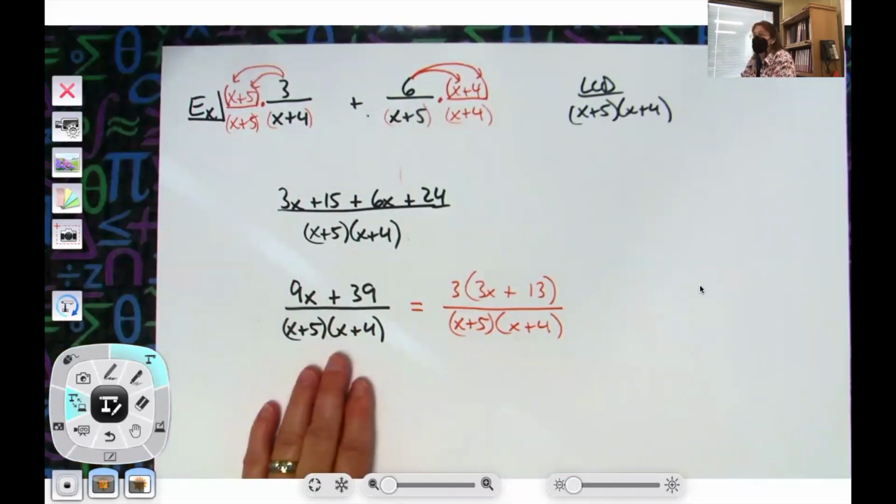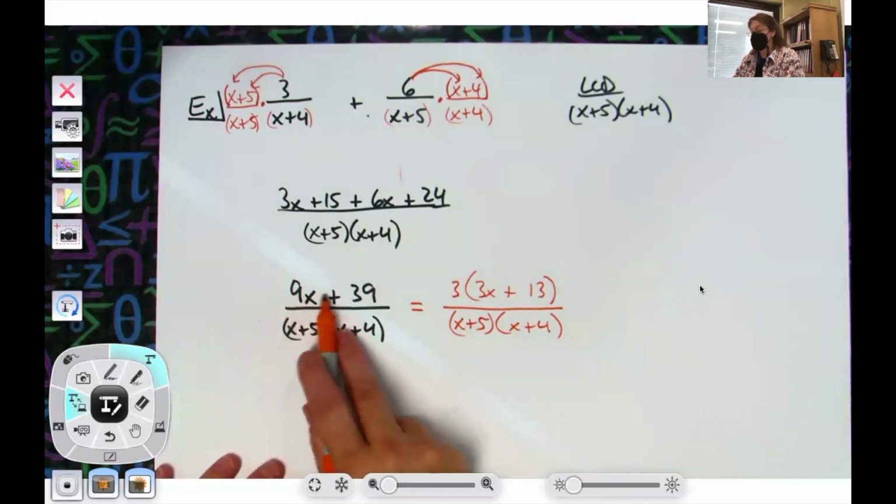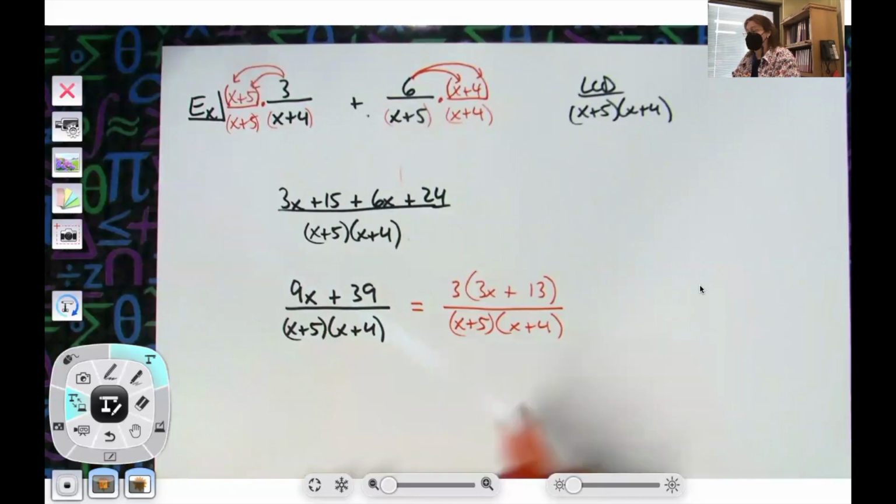Honestly, you're going to have to read the directions very carefully in MyMathLab to find out what form they want the answer in. But you always need to look at whatever you've got in the top and bottom. If it can still be factored, you need to at least check to see if something crosses out.